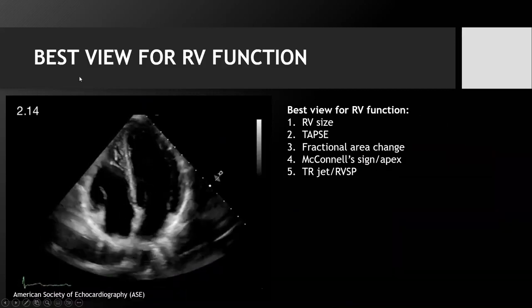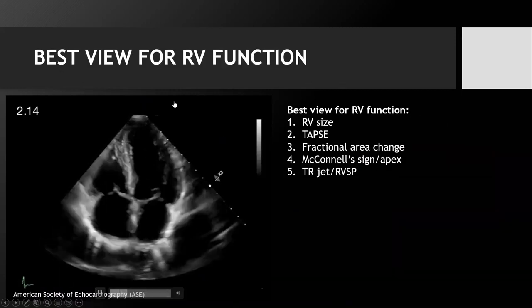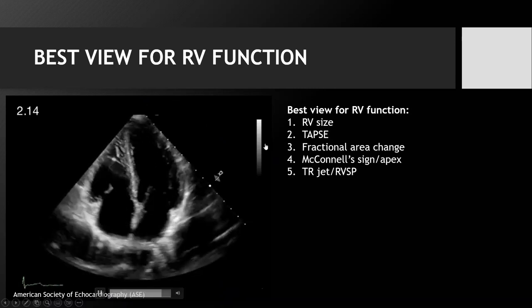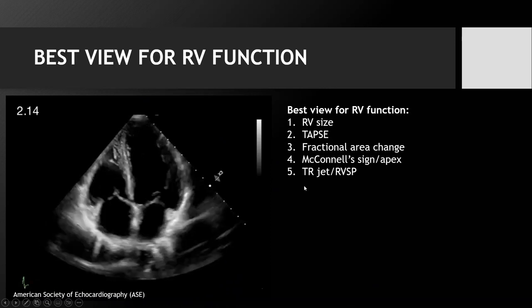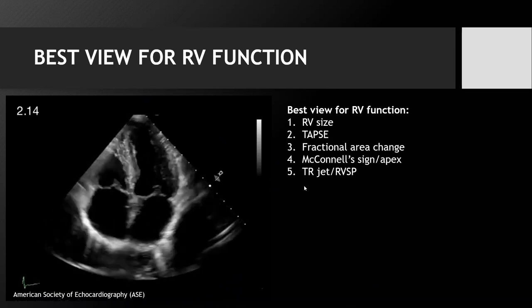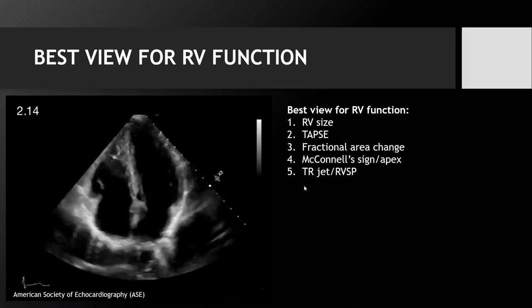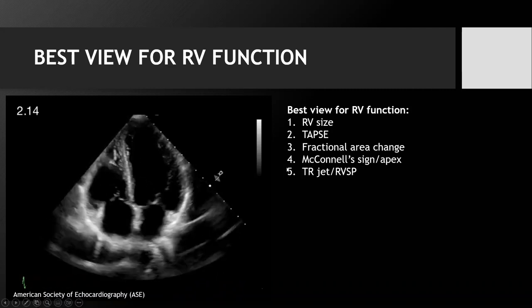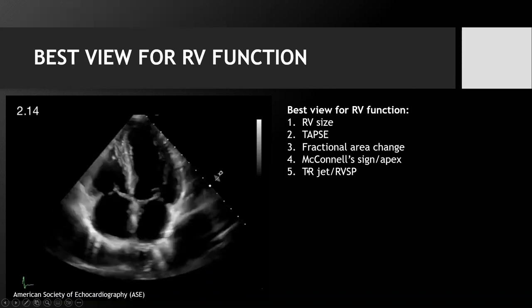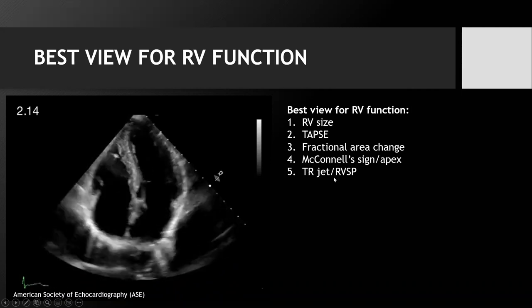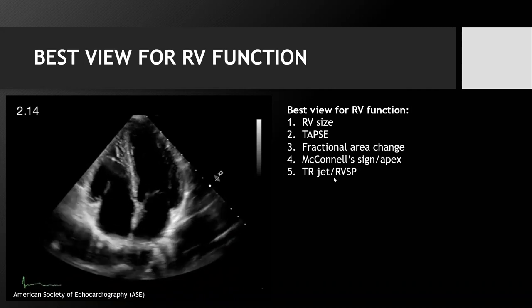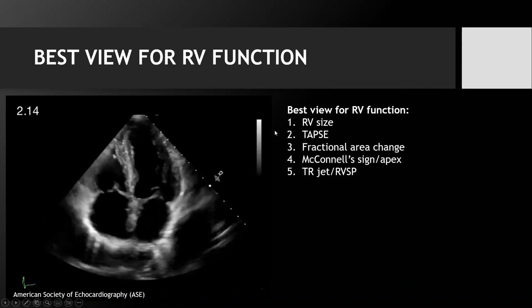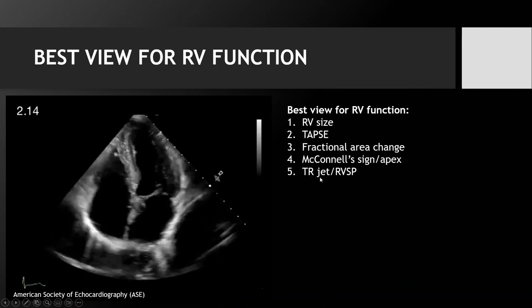Now, in my view, I asked what's the best view for RV function, and I believe that the apical four-chamber view is the best view for assessing RV function because you can see 5 different things here, things that you certainly can't see all of in other views, although certainly this is a little bit subjective in terms of which view is the best. But what I'd like to do now is go through 4 out of 5 of these. I'm going to leave TR jet and RVSP for a future talk because that relies on spectral Doppler and understanding a little bit about Doppler physics that I thought was too much to force into this talk. But I'm leaving it here for the sake of completion.